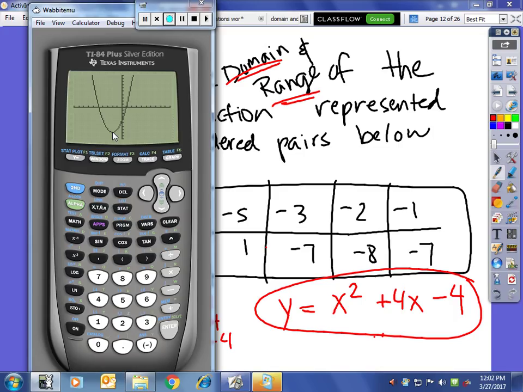You can do it in the calculate screen. Calculate what? This one's a minimum. You've got to know if it's a smile or a frown. This one is absolutely a minimum.